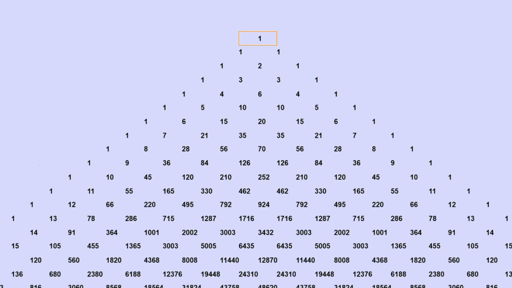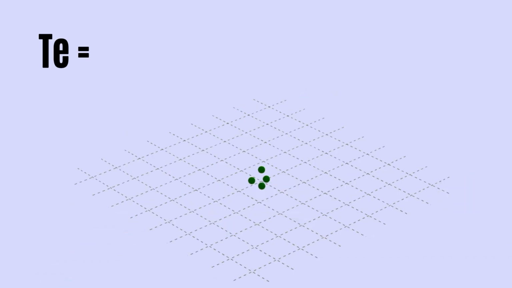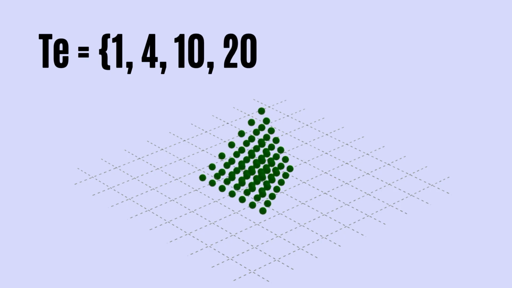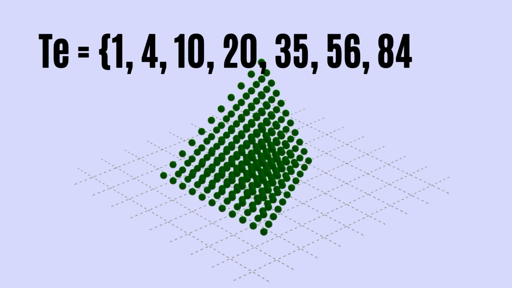Moving to the next diagonal, we encounter another sequence known as tetrahedral numbers. These numbers describe shapes in 3 dimensions. Structures built by stacking triangular layers on top of one another to form a pyramid-like solid called a tetrahedron.